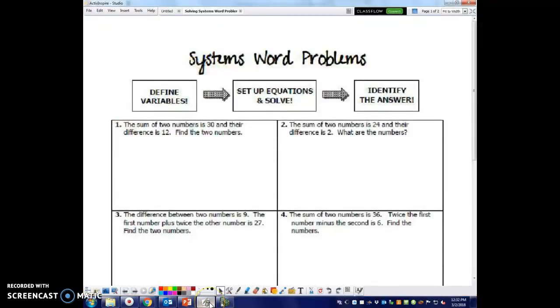Okay, so be sure the first thing you do, like every other time, put your name on the paper. Okay, put your name on your paper right now.